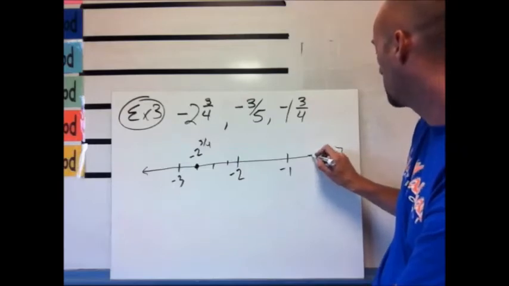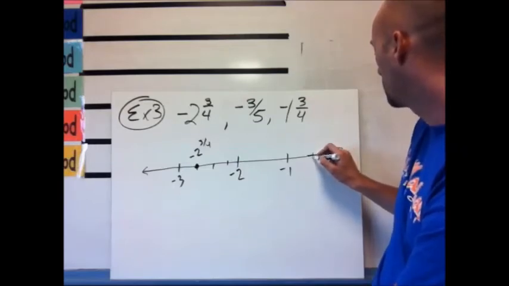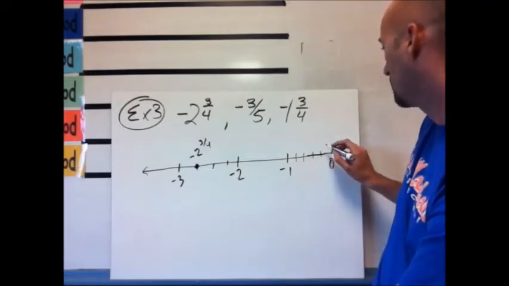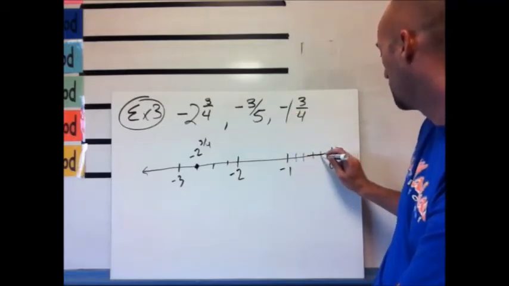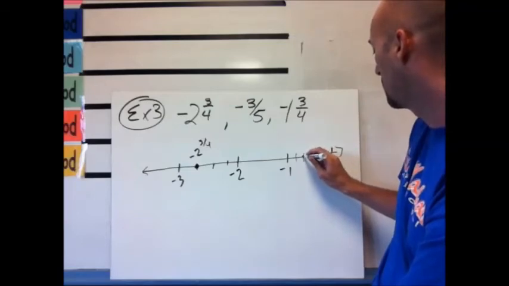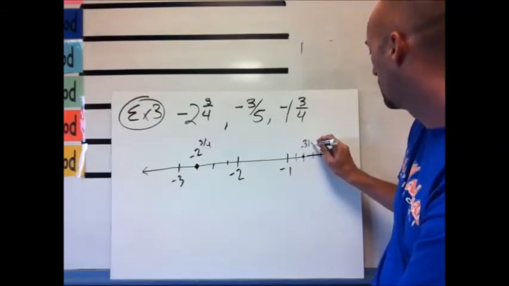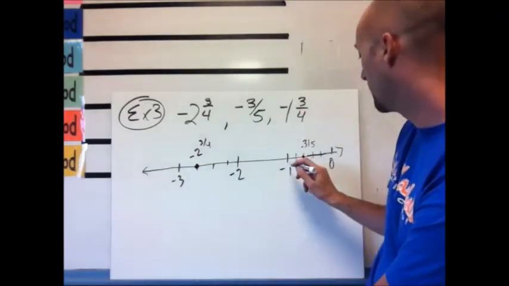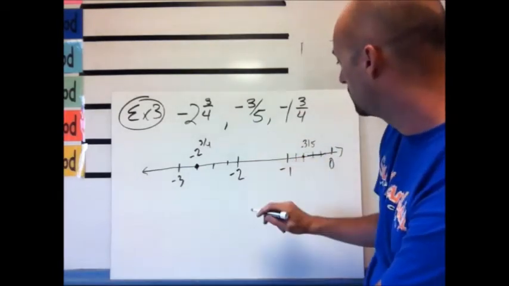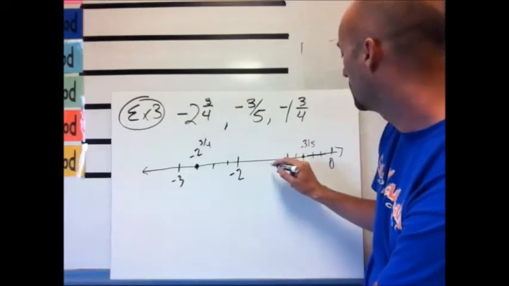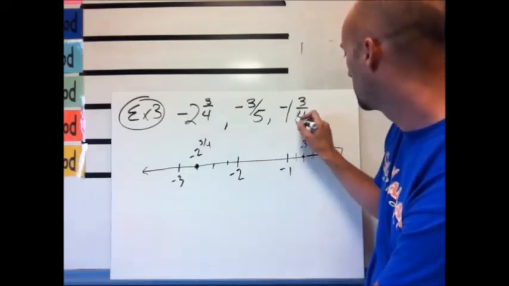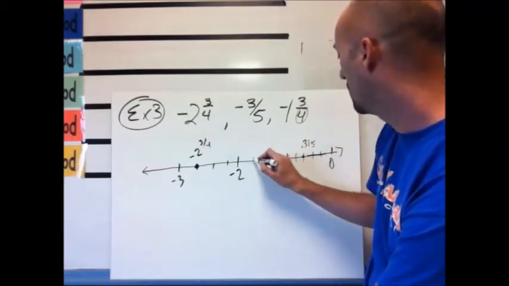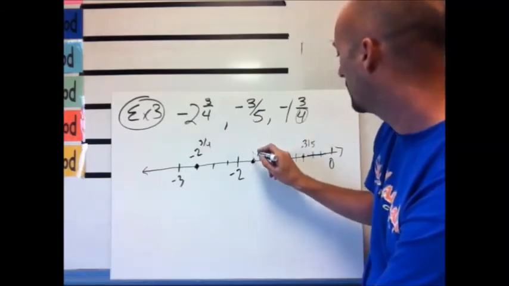Spread those out just a little bit more. 1, 2, 3, 4, and 5. All right, so -3/5, -1/5, -2/5, negative 3/5. And then I've got negative 1 and 3/4. Now that's going to be between negative 1 and negative 2, but it's going to be closer to negative 2. So I'm going to divide this into fourths. 1, 2, 3, 4. And it's going to go right here.